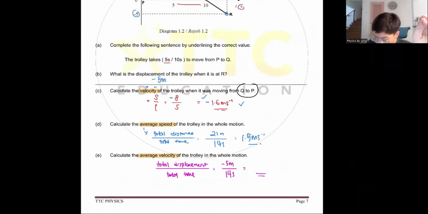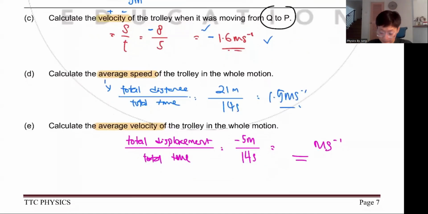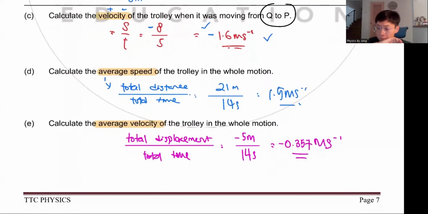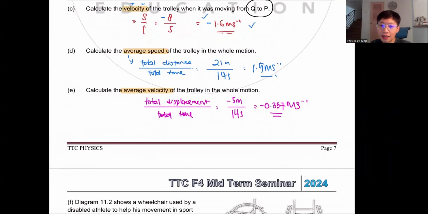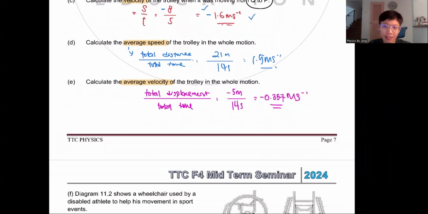Okay. Can you guys help me to calculate this? It is negative how much? Negative 0.357 meter per second. Okay. We write 3 decimal places. Okay, can, no problem. Yeah, so that's how it is.